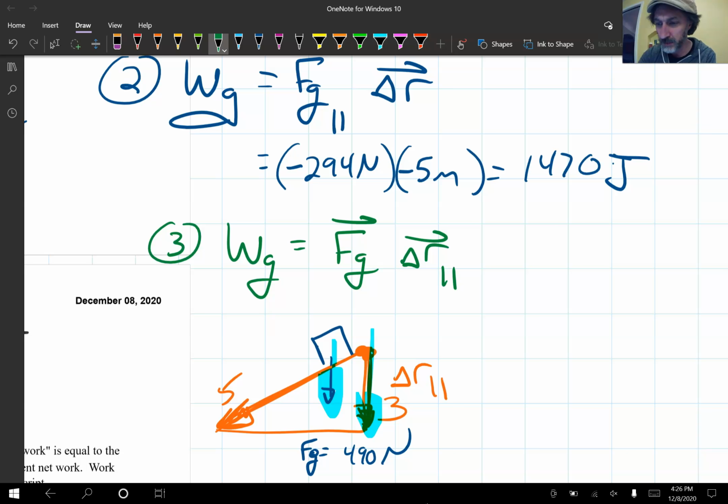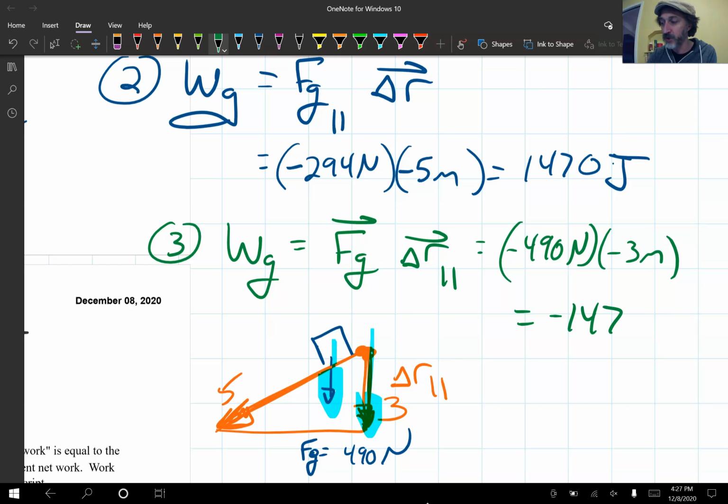Oh, holy cow. So, my force of gravity is 490 newtons down, negative. The vertical component, the downward component of my displacement is negative 3 meters. Oh my gosh. That was a zillion times easier than method 1 or method 2. All right? So, that is that.